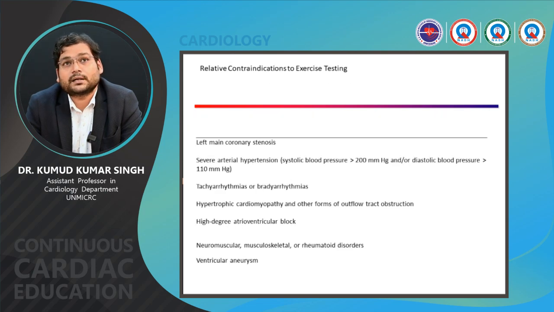There are certain relative contraindications to exercise testing. Those are left main coronary stenosis, severe arterial hypertension, that is SBP more than 200 or diastolic blood pressure more than 110 millimeters of mercury, any tachyarrhythmia or bradyarrhythmia, hypertrophic cardiomyopathy or other forms of outflow tract obstruction, high degree AV block, any neuromuscular, musculoskeletal or rheumatoid disorders, or a ventricular aneurysm.